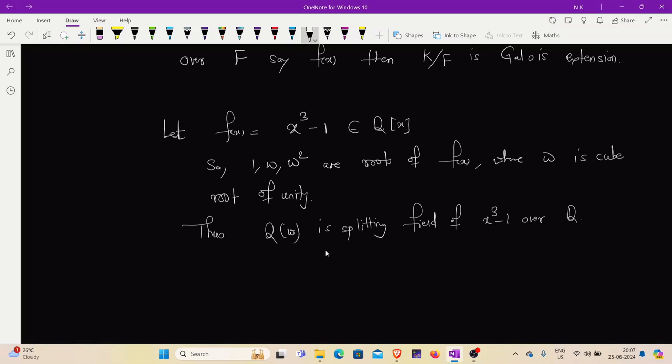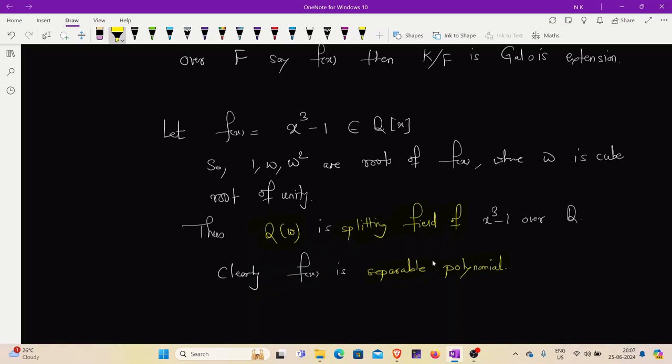Further, you'll find that this particular polynomial is separable because each of the roots is distinct: 1, omega, omega square, none of the roots is repeated. So f of x is a separable polynomial because it does not have a multiple root. So Q(omega) is a splitting field of a separable polynomial.